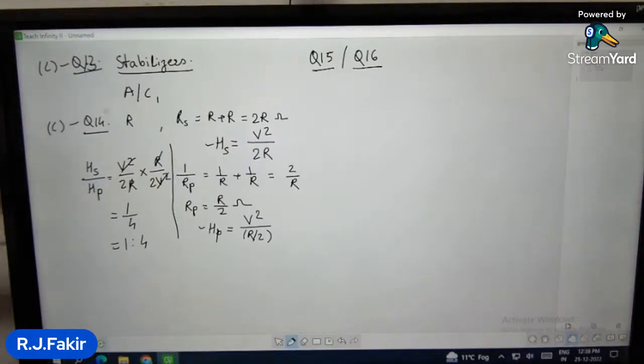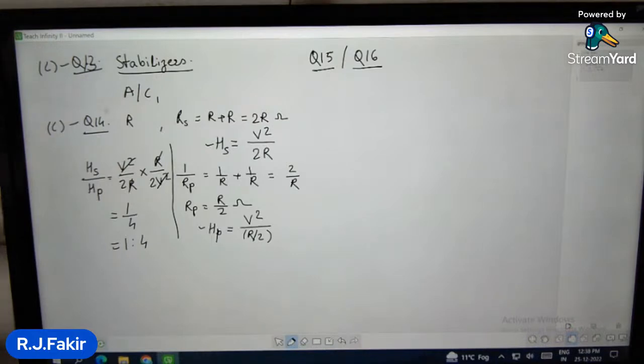So for this purpose, you have to learn to understand the circuit diagrams very carefully, and how the readings of the ammeter and voltmeter are affected by the addition of resistance or increasing the voltage or current. That you have to understand.